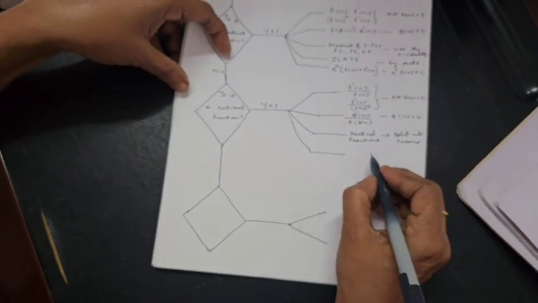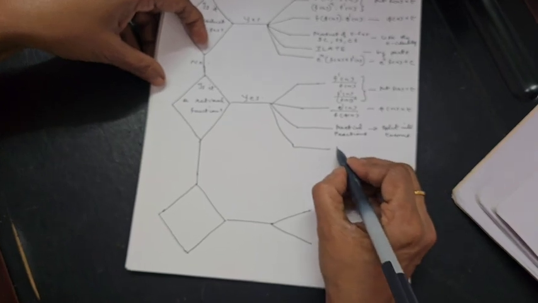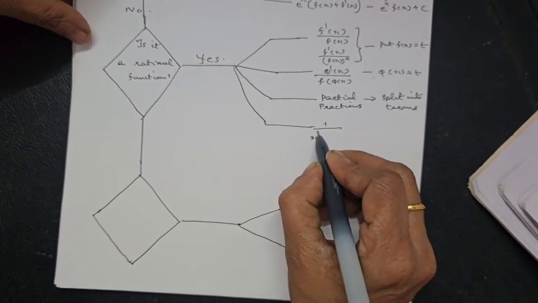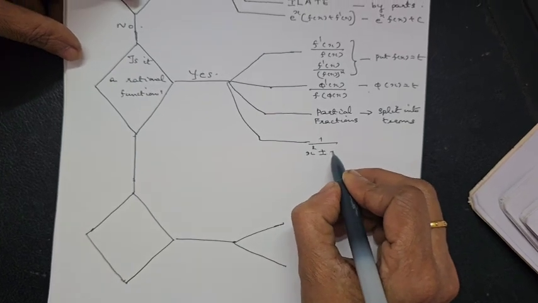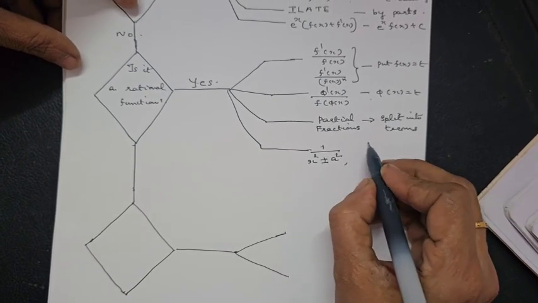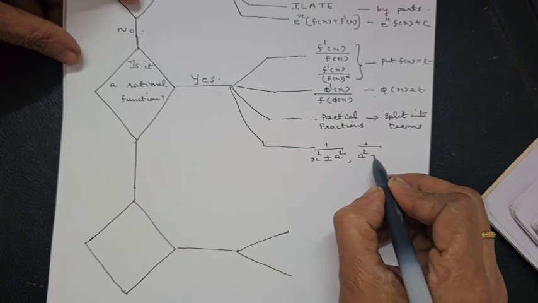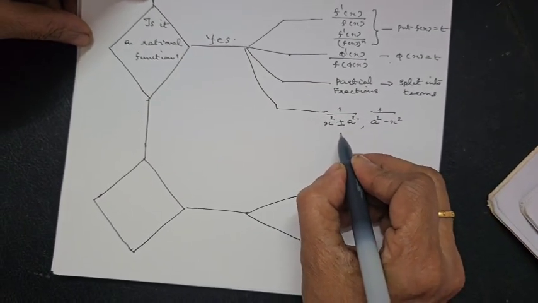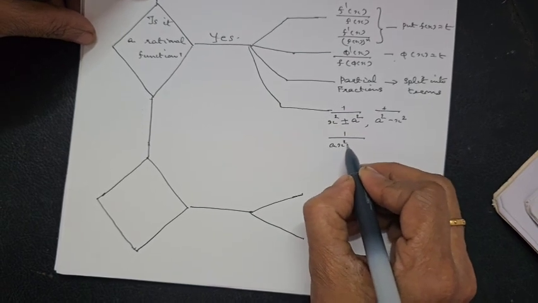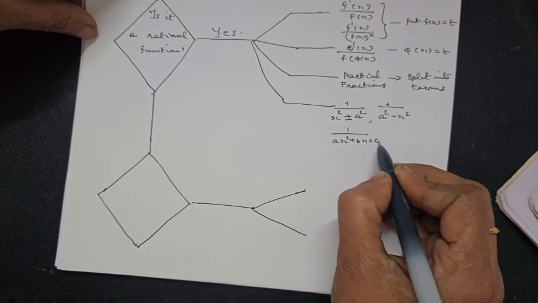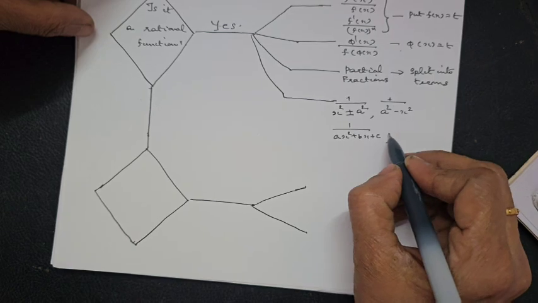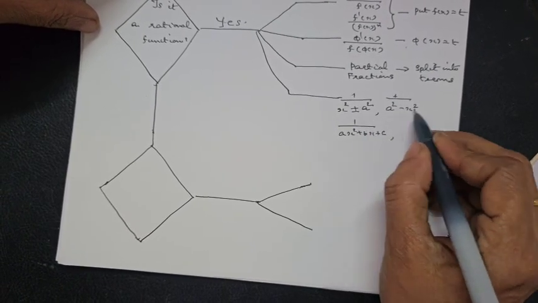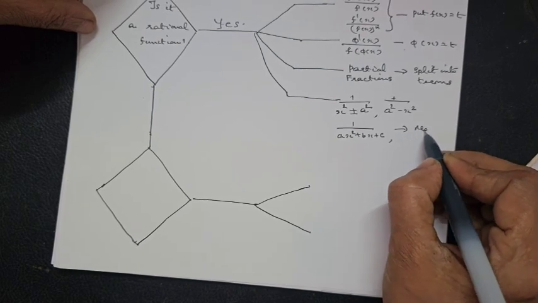Otherwise, if it is not partial fractions, you check whether it is a formula you have learned. It can be the quadratic formula with perfect squares, 1 by x square plus a square or 1 by x square minus a square, or, after converting, 1 by a x square plus b x plus c. Then what we will do is make it into a perfect square format.